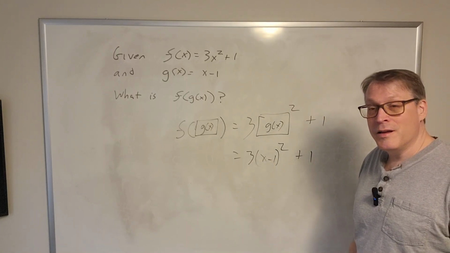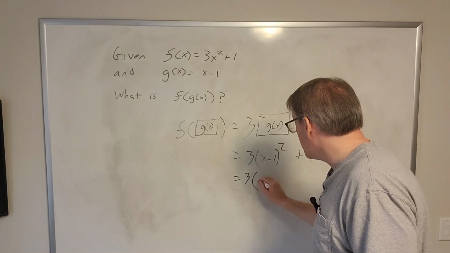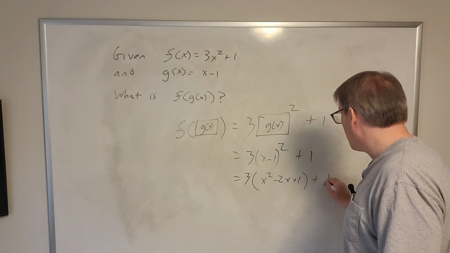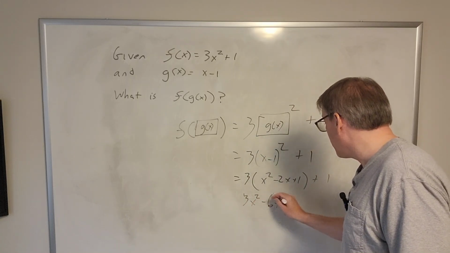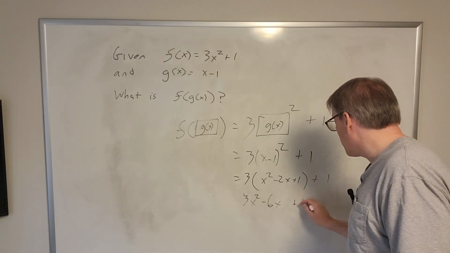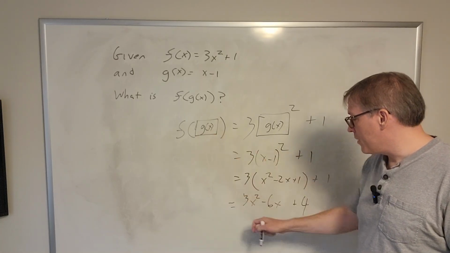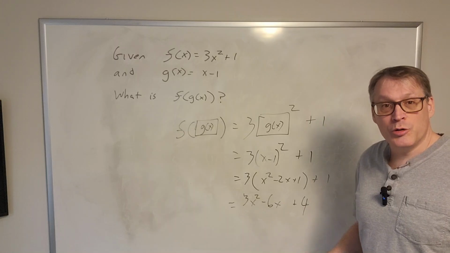Look at that. Now it's just algebraic simplification from here. This is 3 times what? X squared minus 2x plus 1 out here. This is going to be 3x squared minus 6x plus 3 plus 1. It's going to be plus 4. Done. That's it. So f of g of x is 3x squared minus 6x plus 4. Get it? You do this one.